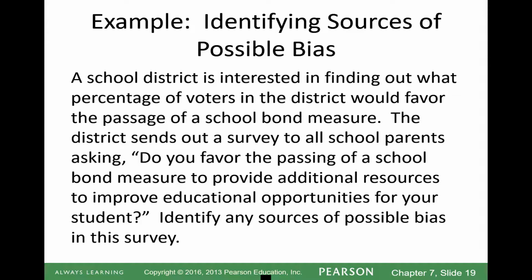A lot of identifying bias goes into the design of the particular study. A school district is interested in finding out what percentage of voters in the district would favor the passage of a school bond measure. The district sends out a survey to all school parents: "Do you favor the passing of a school bond measure to provide additional resources to improve your educational opportunities for your student?" So the problem with the statement here is "do you favor?" It doesn't ask the question in a neutral way.